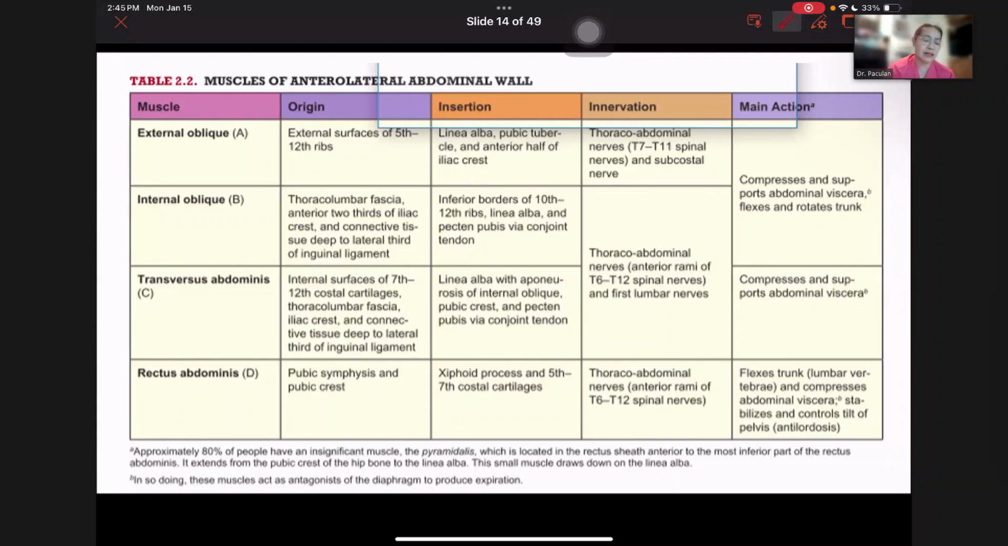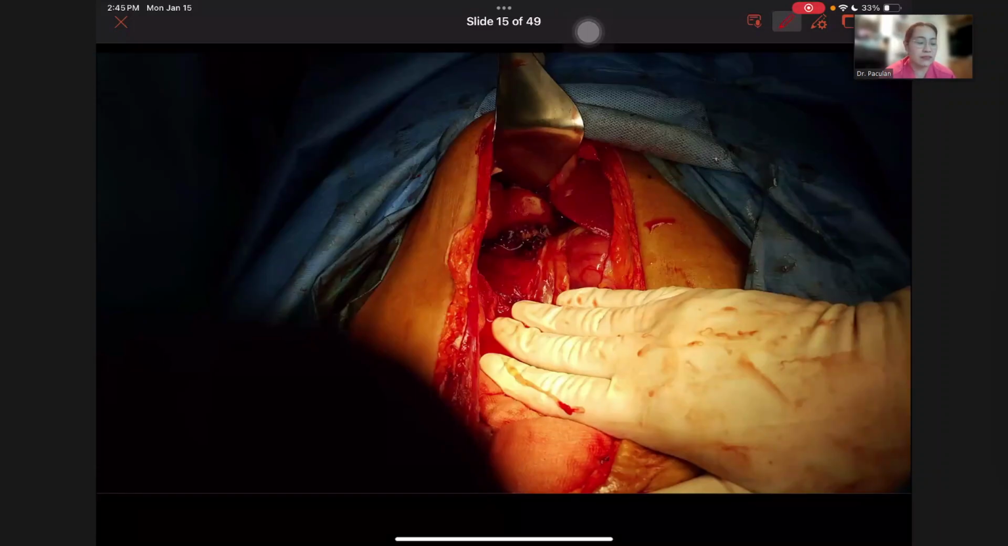But let's see, the prosected one already has a pyramidalis. Okay, don't forget to take note of the main action and the innervation.